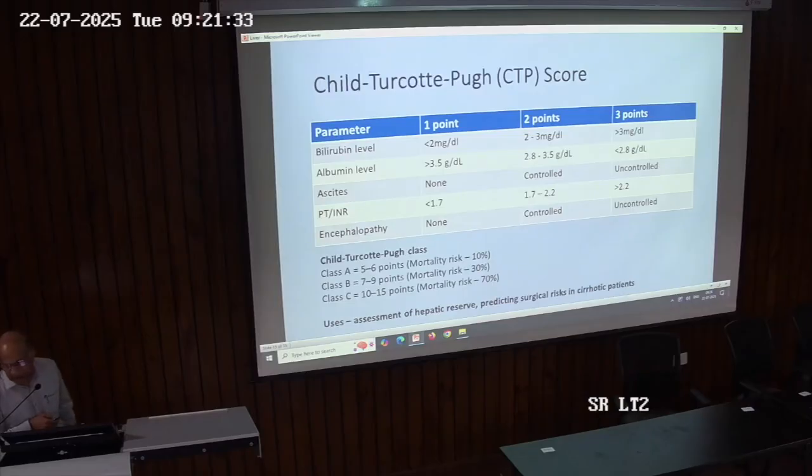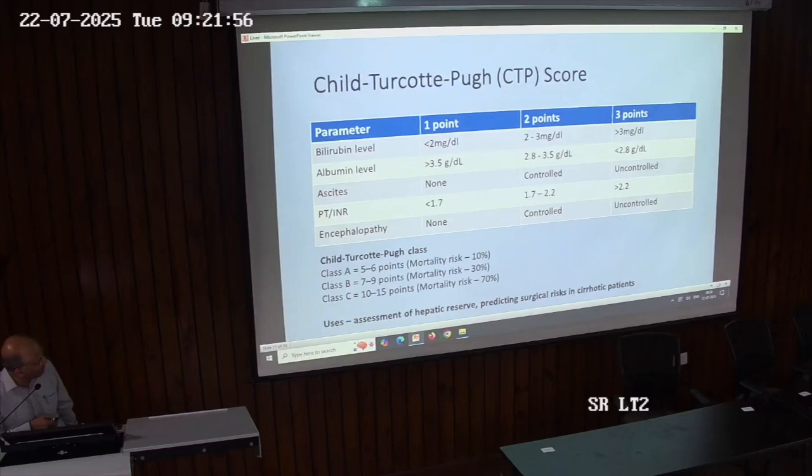Less than 1. So this is 2 here. Bilirubin, albumin more than 3 is normal. Ascites, there is no ascites. A PT-INR ratio of up to 1.5 is normal. So here if it is less than 1.7, it still scores at 1 and no encephalopathy. So these are the parameters, and that is how it goes.